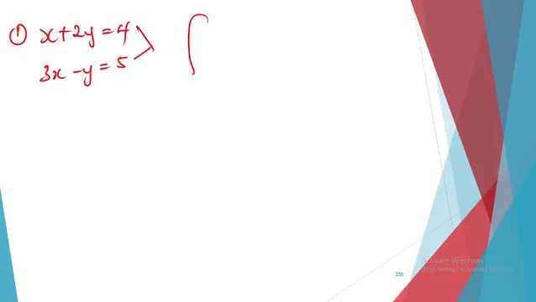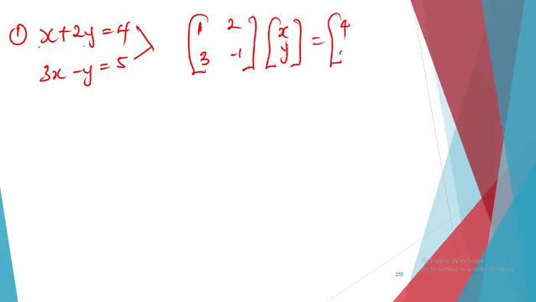We are given x plus 2y equals 4 and 3x minus y equals 5. The first thing to do is to form the matrix. This is our a1 and the coefficient is 1. This is 3, this is 2, and this is minus 1. Remember, we are dealing with x and y. Is that correct? And then we'll have this equal to 4 and 5.